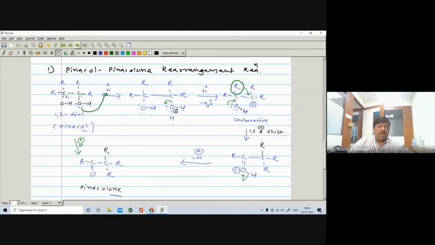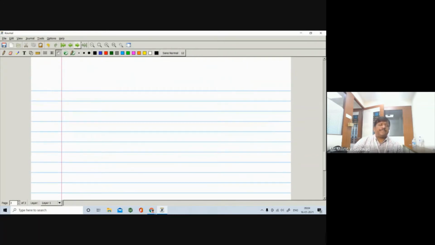Now I will write one example. I will replace R by methyl. You can replace R by phenyl and write down the same example. So let us see the example of this pinacol-pinacolone rearrangement reaction. So what is this rearrangement?